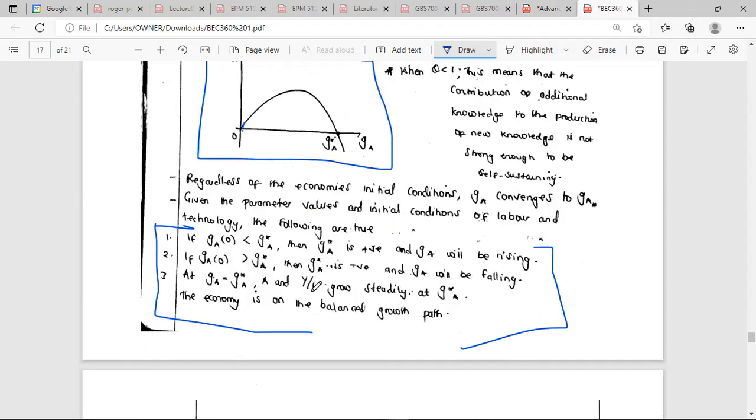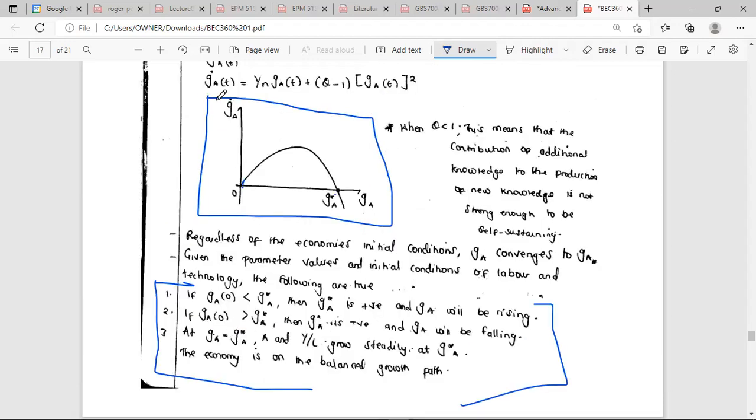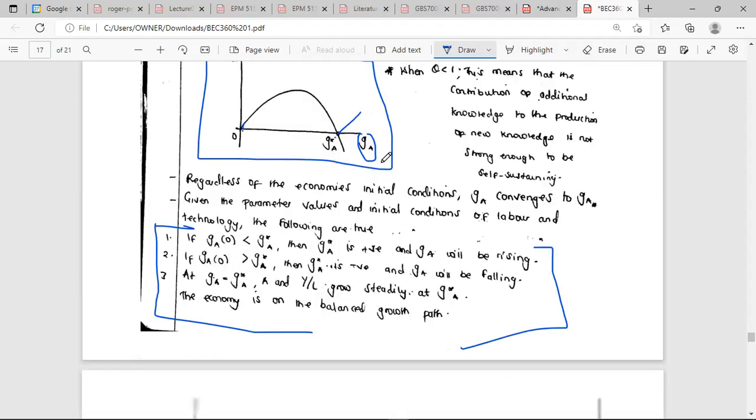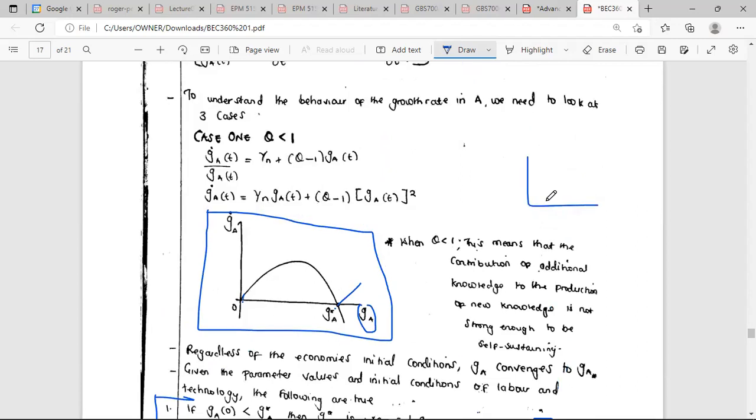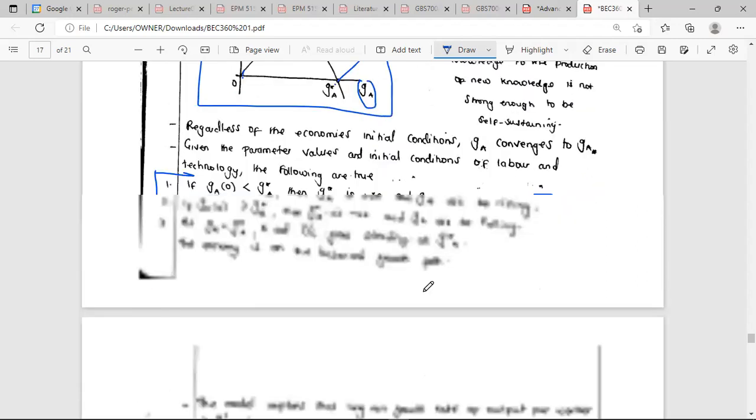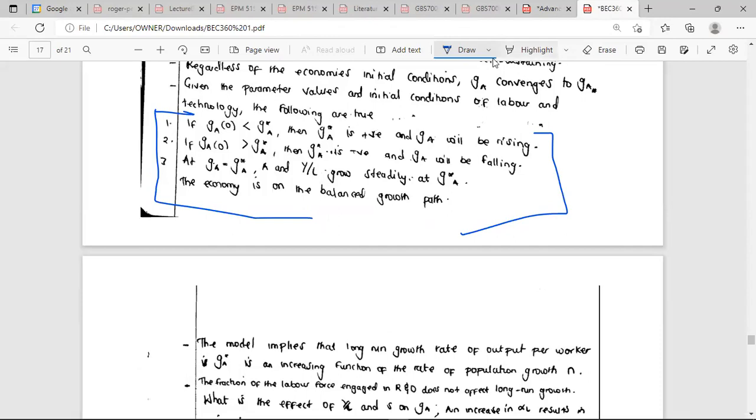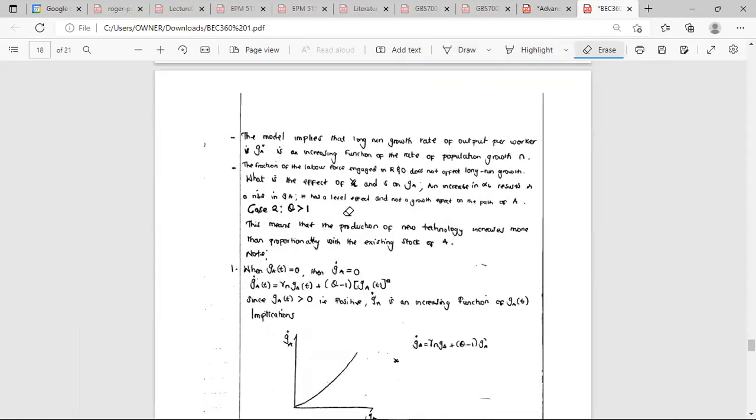However, you need to understand that when GA equals GA star, the economy is in a steady state. It's in a balanced growth path. We will show this by these diagrams. My time is running out, so let me just run you through a few conclusions so that we can call it a day. I shared this document with you, so just have a look at it.